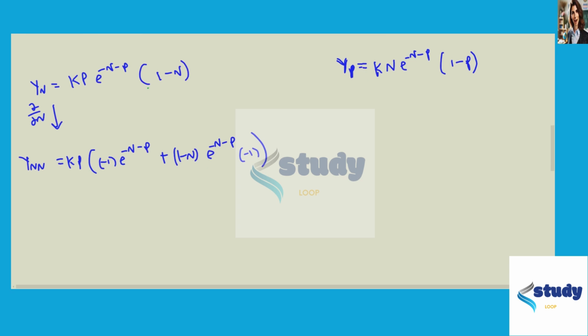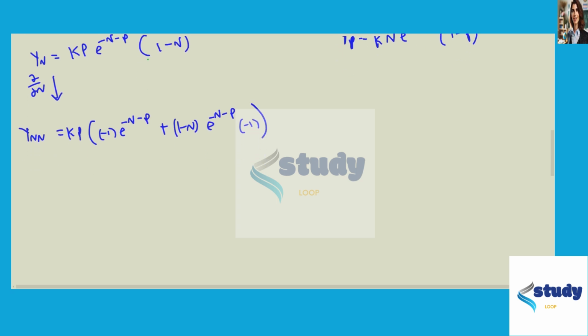Then again, we can go ahead and factor that out. So that is going to be kp e to the negative n minus p, and then it would be -1 minus 1 plus n, so it would be kp e to the negative n minus p, -2 plus n. So actually I'll write that as n minus 2.